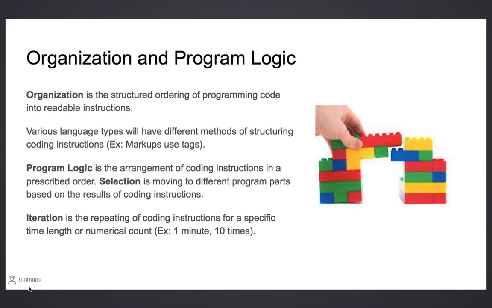Program logic is the arrangement of the coding instructions into a prescribed order. Selection is moving to different parts of the program based on the results of executing our coding instructions. When we run programs, we will commonly use iteration. Iteration is the repeating of coding instructions for a specific time length or numerical count. For example, we may run our code for 1 minute or 10 times.